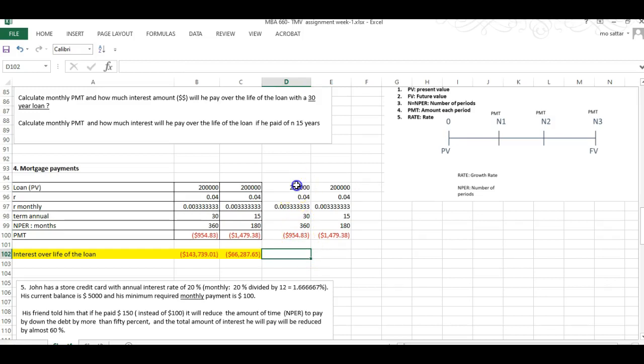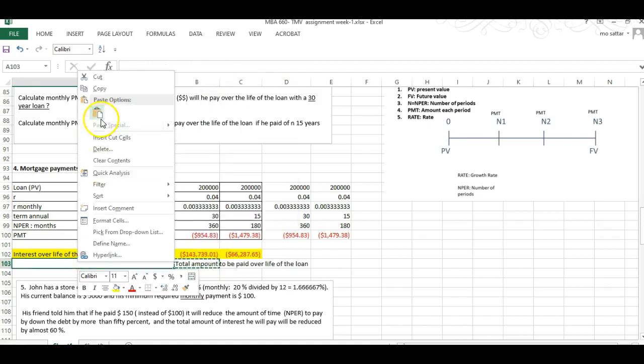So let's say I take this one, which is the 30-year time horizon. I'll write this down: total amount to be paid over the life of the loan, right? That's what we want to pay. I'll move this over here. Let's see, cut, move this here, let's have some room, paste.